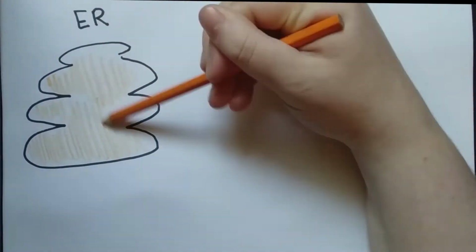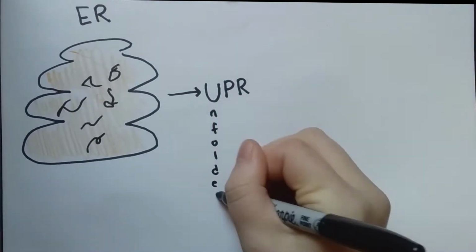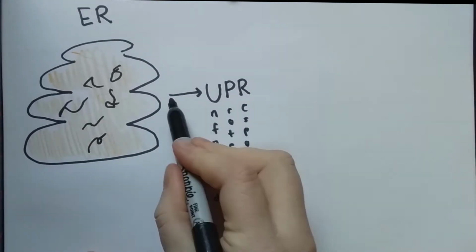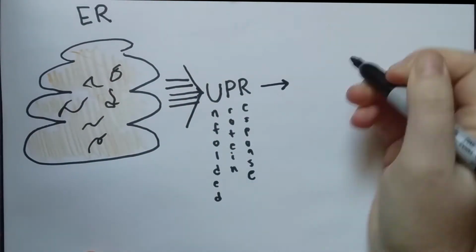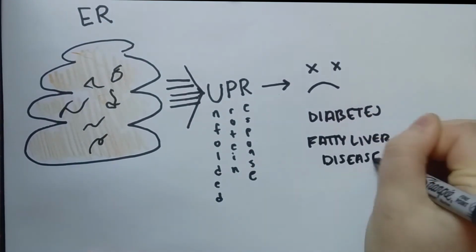This response to unfolded protein accumulation in the endoplasmic reticulum, ER, is critical to cellular homeostasis and mediated by the unfolded protein response, UPR. Chronic UPR induction is maladaptive and known to cause diseases such as diabetes and fatty liver disease.